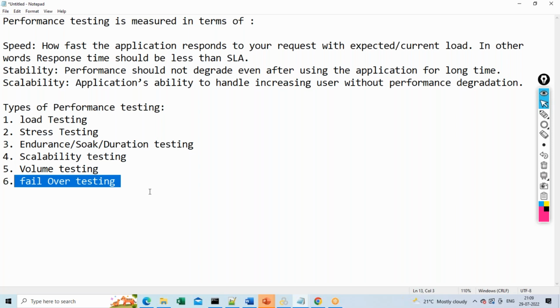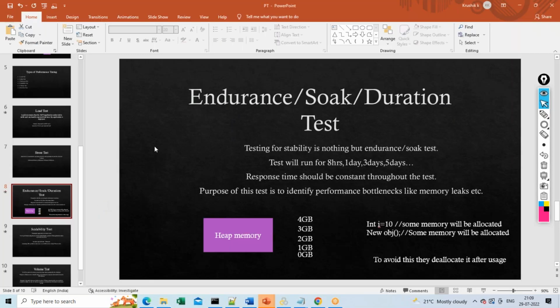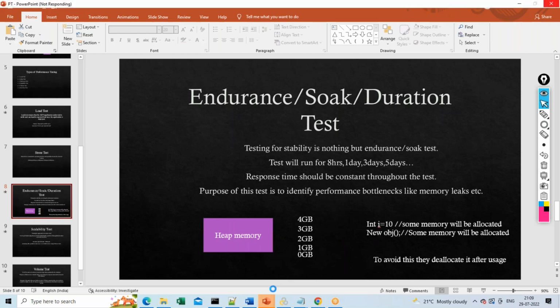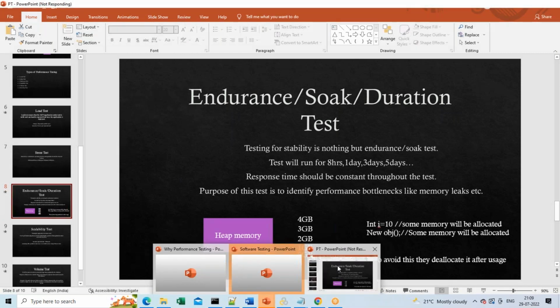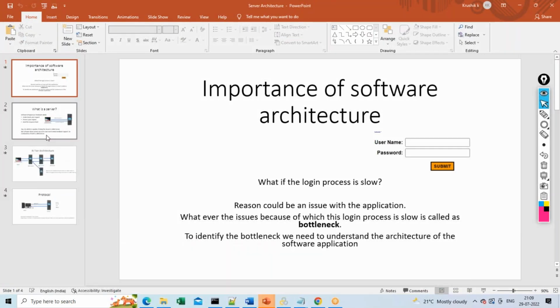So if you know the definition of the app server, web server, database server and all, it will be easy for you to understand the failover testing. Anyhow, in the next session, we will be discussing the server software architecture. These slides we will discuss in our upcoming session. Let me open the slide and show you quickly in the next session. After that, at the end of the same session, I will also explain what failover testing is.